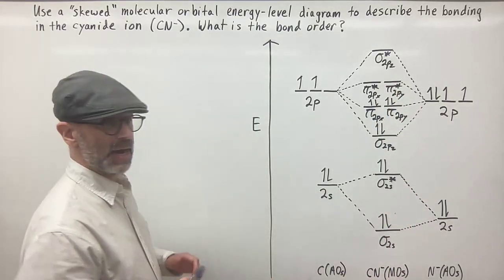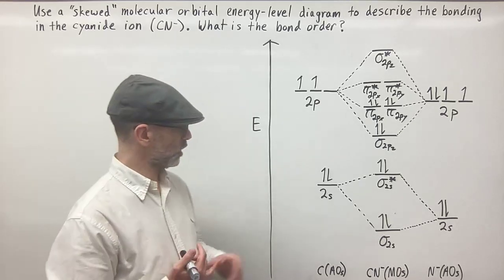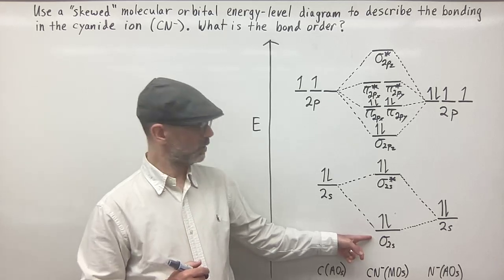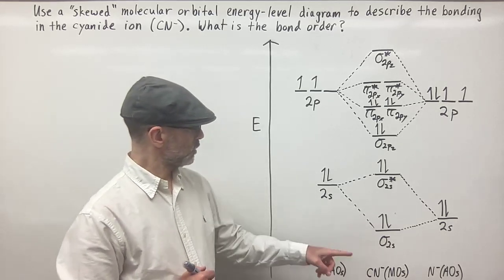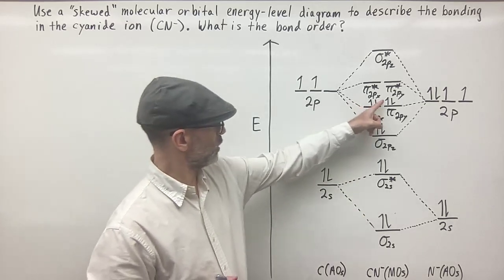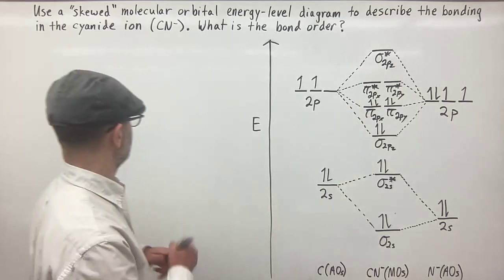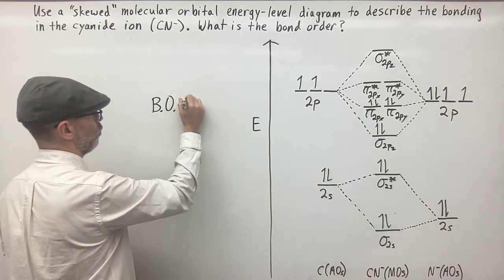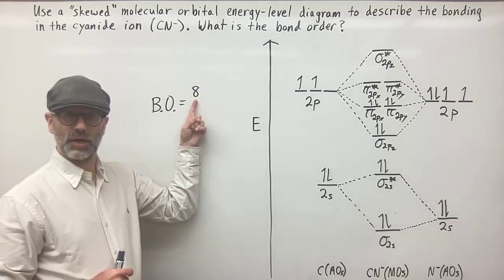So again, remember, bond order is based on the number of bonding electrons. Those are going to be the electrons in the molecular orbitals that do not have a star. So those are the bonding molecular electrons. So we have 2 here, 2 here, 2 here, 2 here. So that's going to be 2, 4, 6, 8. So that's 8 electrons.